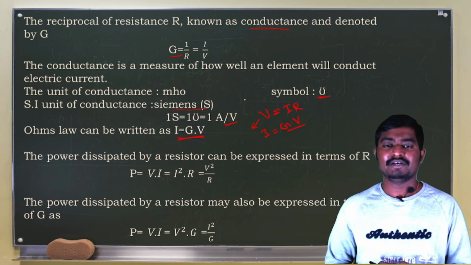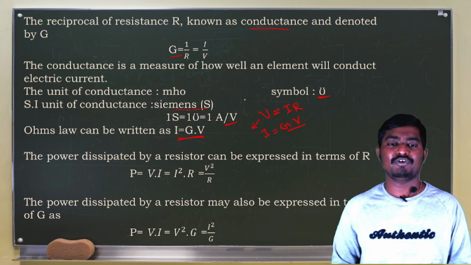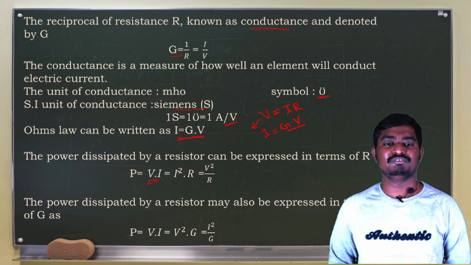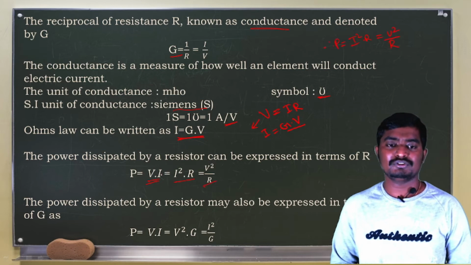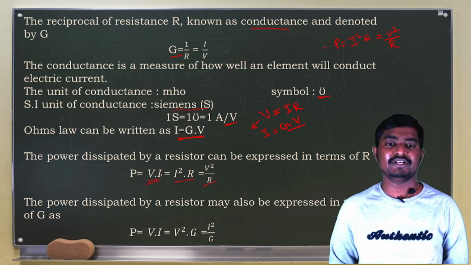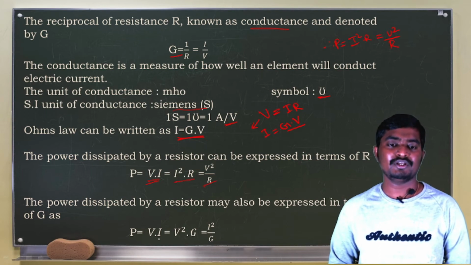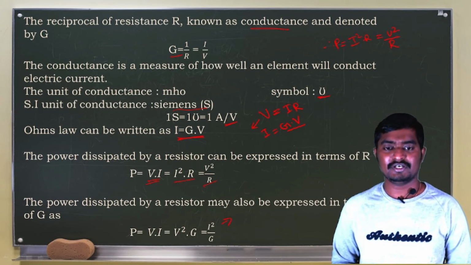Now we will calculate the power dissipated in the resistor. We already know power P equal to V into I. As per Ohm's law, V equal to IR, then we substitute, we get I square R, and if we substitute for current, we get V square by R. When we express the power dissipated by a resistor in terms of conductance, power P equal to V into I, that is equal to V square into G, and that is equal to I square by G. It is in terms of conductance.